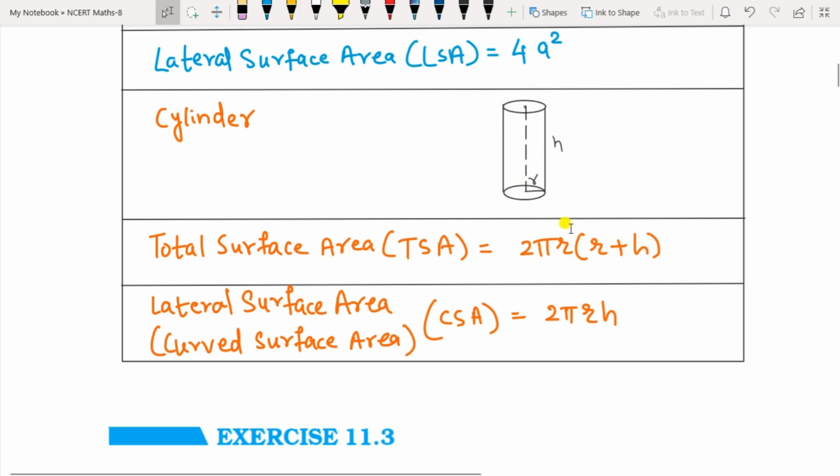Now if you multiply this inside, it will become 2 pi r square plus 2 pi r h. Pi r square is the area of this circular region, and there are 2, so it is 2 pi r square and 2 pi r h. That 2 pi r h is the lateral surface area, or curved surface area of the cylinder. If you cut open the cylinder, it will open in the form of a curved surface. So it is 2 pi r h. These are the formulas that we are going to use in exercise 11.3.